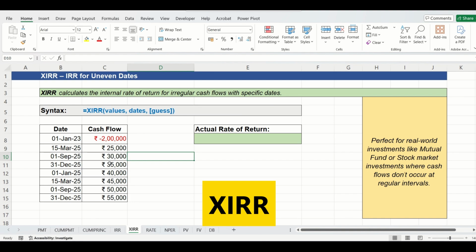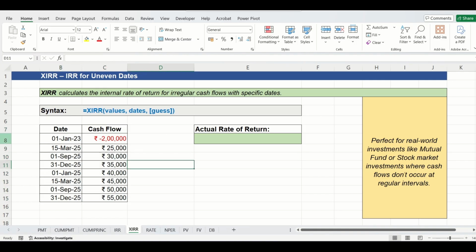The earlier formula IRR was for even dates, but in case of investments like mutual fund or stock investment, cash flow doesn't occur at regular intervals. Here is an example table. Suppose you have paid 2 lakhs to an agency or a fund, and you are getting return of 25,000, 30,000, 35,000, and so on at some specific dates which are uneven.